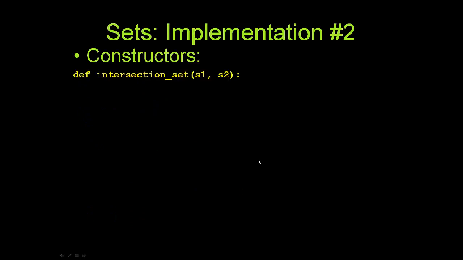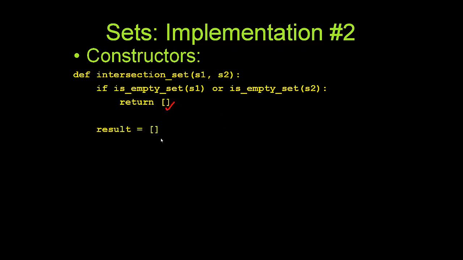Intersection set 1 and 2. Okay, now if the 2 sets are empty, then it's empty, right? So this is cool, right? Now, then you create a result, which is an empty list, and then we have 2 indices 0, 0. And then we have a while loop, right?